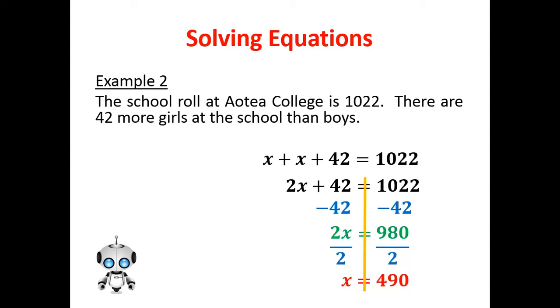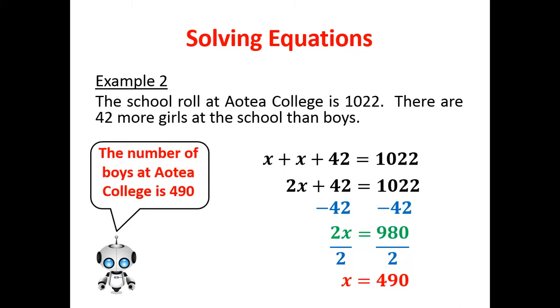So x is equal to 490. Now, x is how many boys at school. So there are 490 boys at Old Tier College.